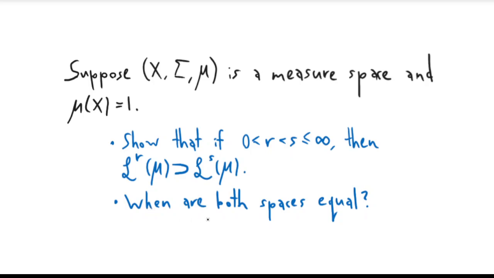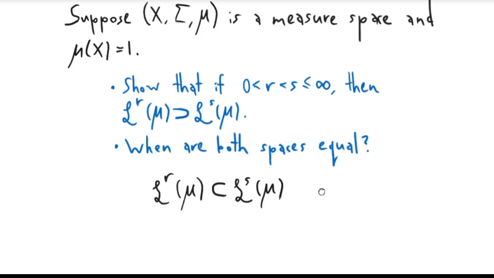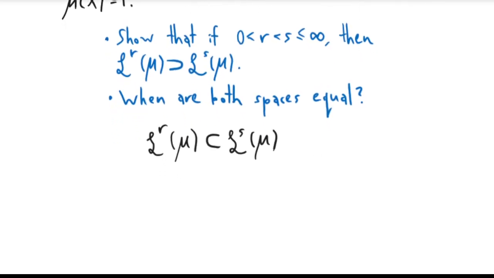So we know that L^r of mu contains L^s of mu, but we want to know under which conditions the reverse containment also holds. When does this also necessarily hold? These are both things that really only apply when the space has finite measure. So you get this nice containment when the measure is equal to 1, for example, but if the measure was infinity, this wouldn't be true. And there are simple examples of that.